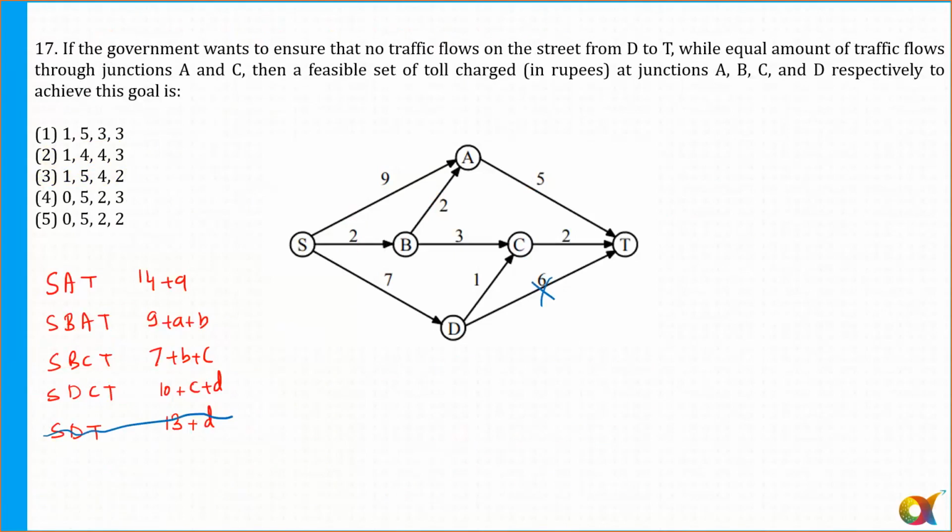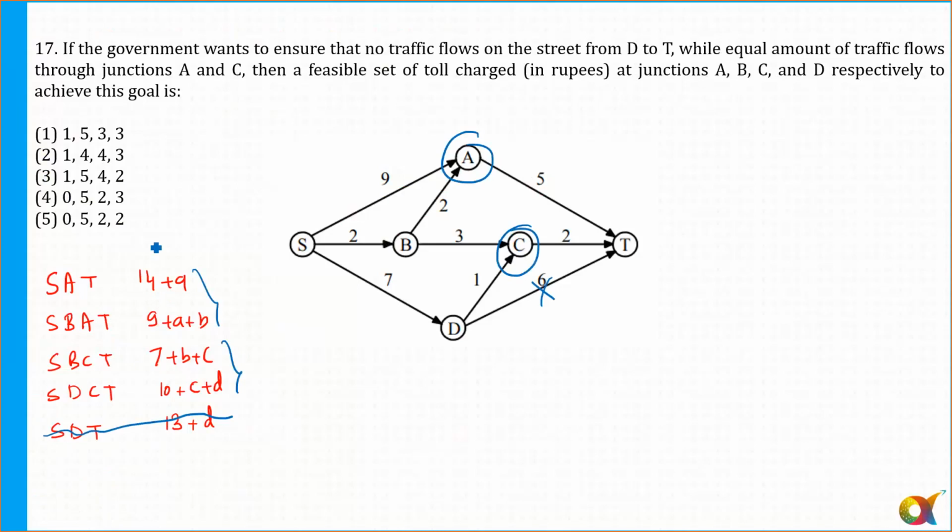Equal amount of traffic flows means the price should be the same in all of them. Equal amount of traffic should flow through junctions A and C. You can see there are 2 paths including C and 2 paths including A. Then what are the feasible toll charges at these junctions? That I need to check.